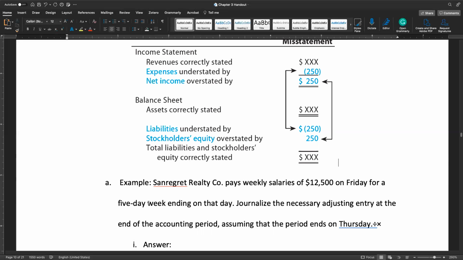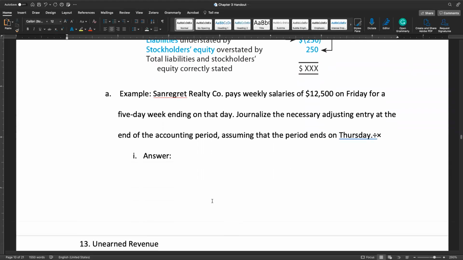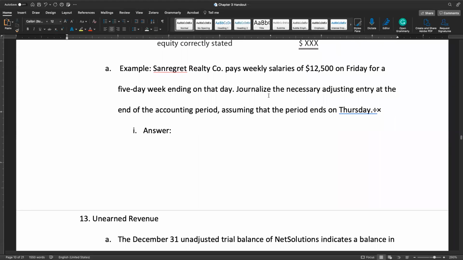We are going to do one more example of the first part of this that we did, not the second part, just that first part, where we have to figure out the amount. Okay, so we're adding a step to this now. So we pay weekly salaries of $12,500 on Friday for a 5-day week. And do the adjusting entry for the end of the accounting period, if the accounting period ended on Thursday. So our employees get paid every Friday.